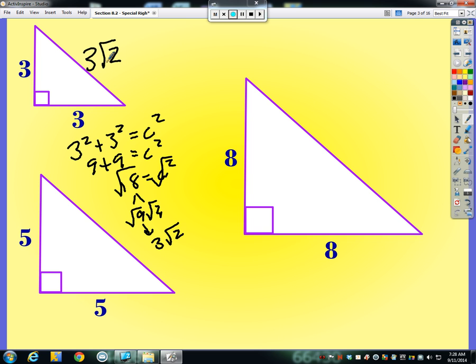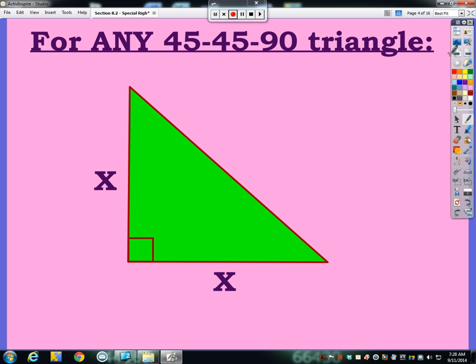So we saw that pattern, right, where whatever the leg is, the hypotenuse is that times the square root of 2. So if I had 5 and 5, this would be 5 times the square root of 2. And if these were 8 and 8, this would be 8 square root of 2. So in general, we talked about that for any 45, 45, 90 triangle, if we know the legs are some particular value, the hypotenuse is that same value times the square root of 2.